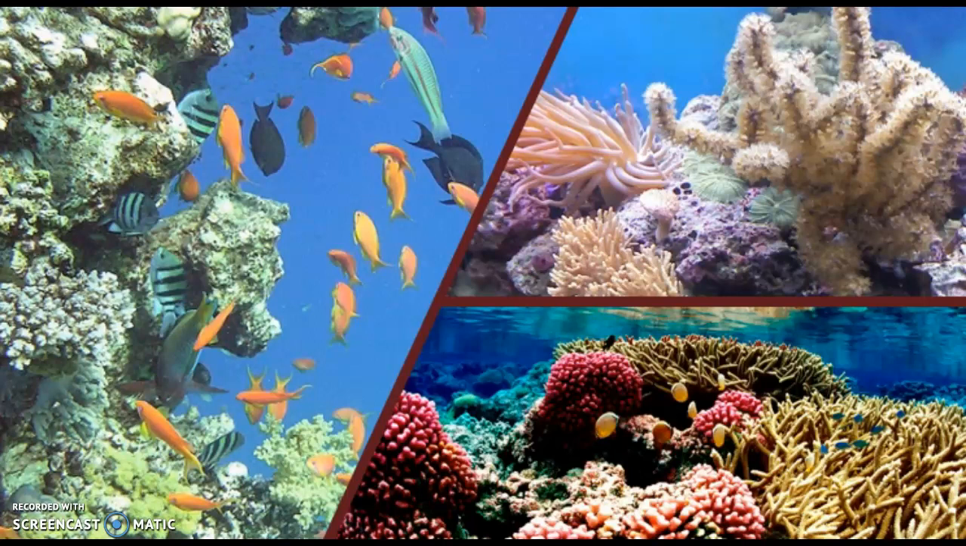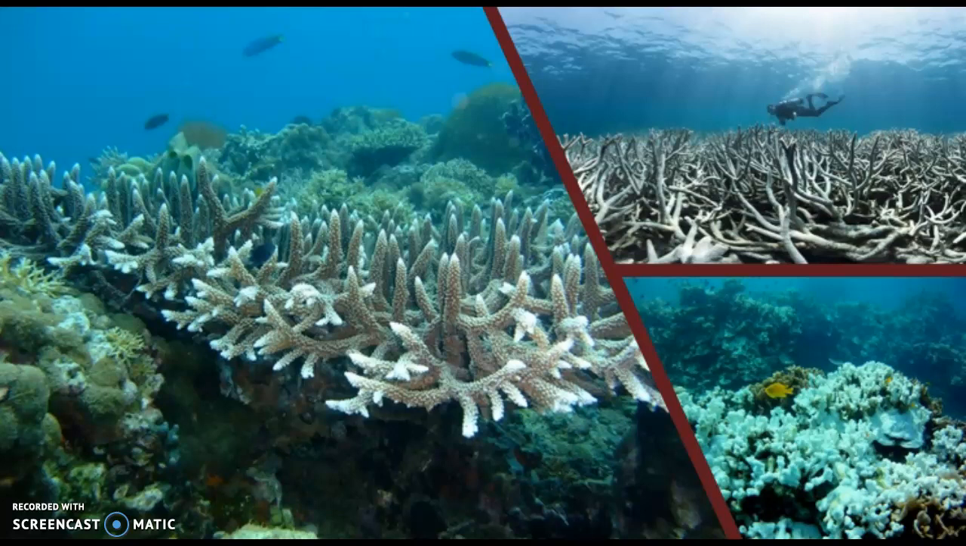So this is what coral normally should look like. It's very colorful, very vibrant, and this is what it looks like when it's been affected by coral bleaching.